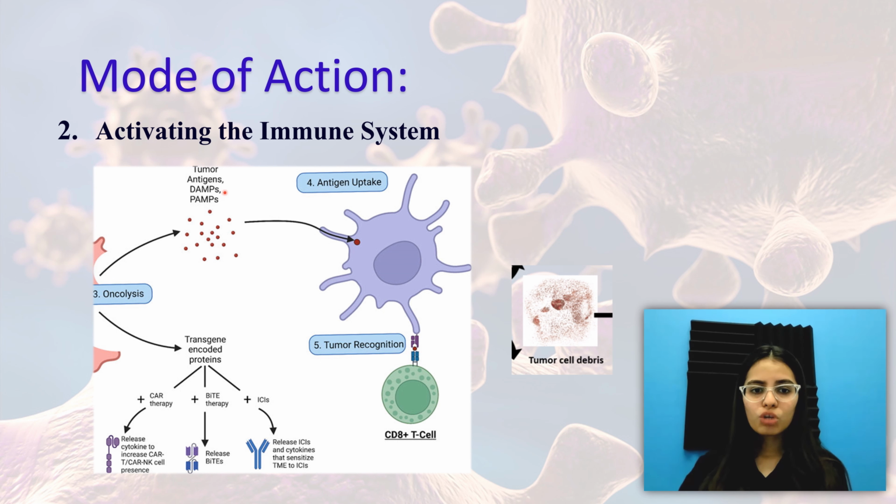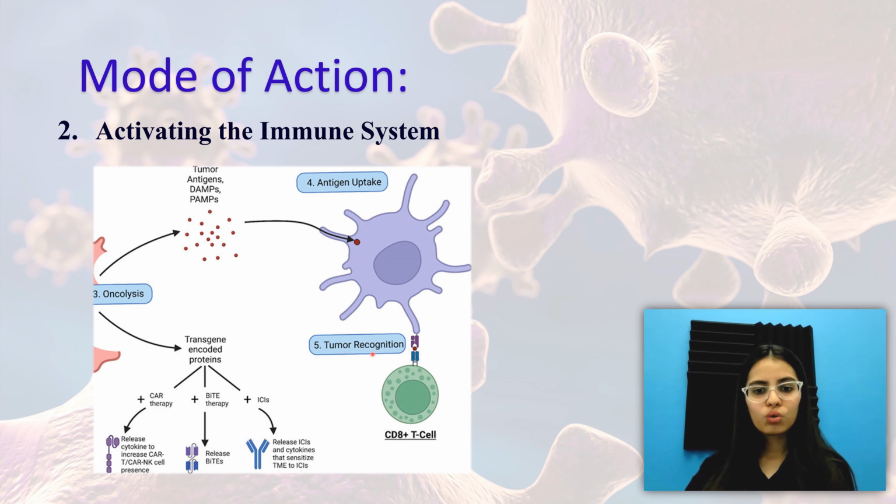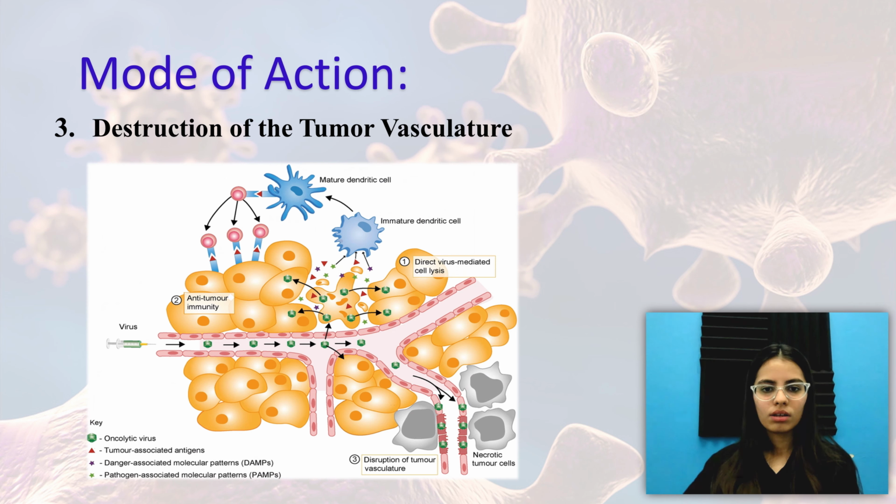Going back to the cell debris that we talked about, it releases tumor antigens, DAMPs and PAMPs, which are cytokines. These antigens and cytokines are taken up by dendritic cells. These are antigen-presenting cells which present these antigens to CD8 cytotoxic T cells. These go on and attack and kill other tumor cells. On top of that, this tumor debris also consists of transgene encoded proteins, which further go on and amplify and activate the immune system.